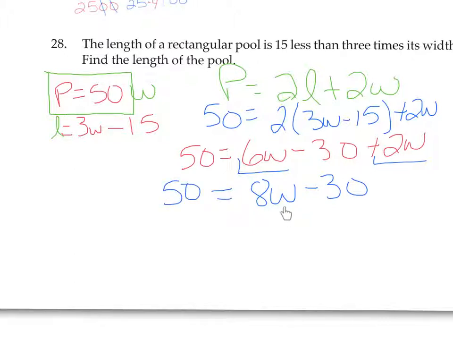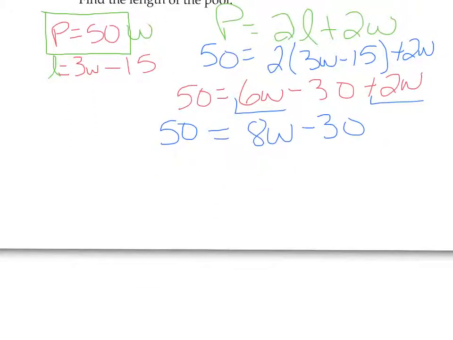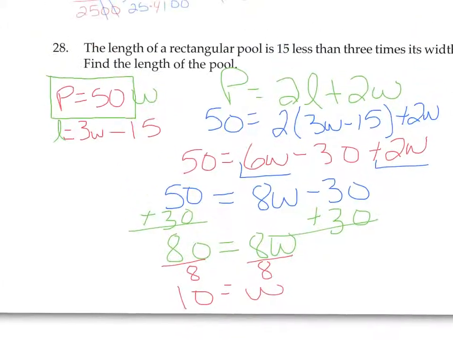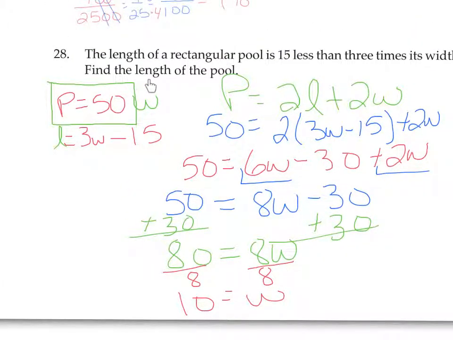Now we're ready to solve for W, so the first thing we need to do is add 30 to both sides. So plus 30 makes 80 equals 8W. Divide by the coefficient of 8, we get W equals 10. The question asks us for W? No. The question asks us to find the length of the pool.